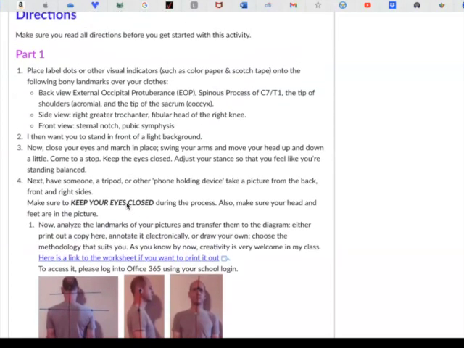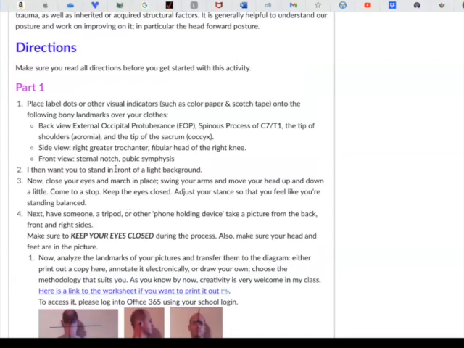What I want you to do with this one is get your posture evaluated. Actually, what you do first is march in place with your eyes closed, and it's all described. Then you take a picture of yourself from the front, from the side, and from the back.